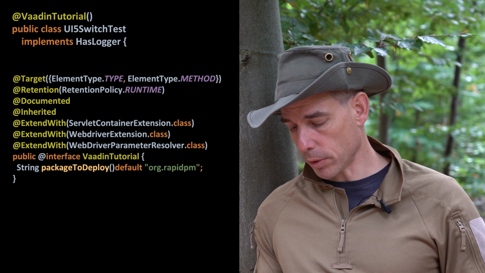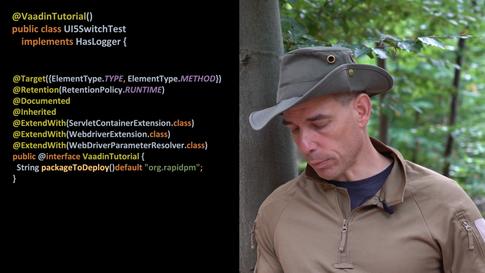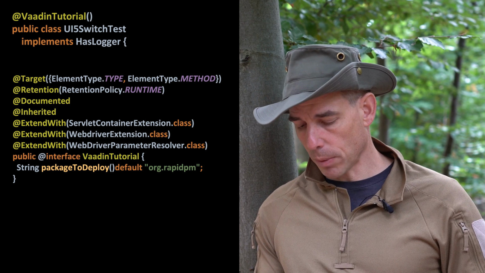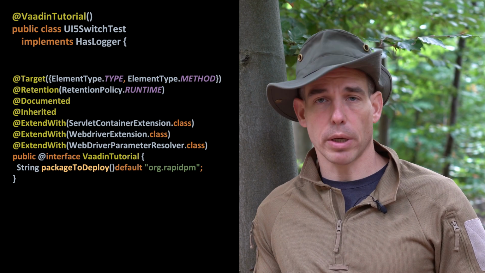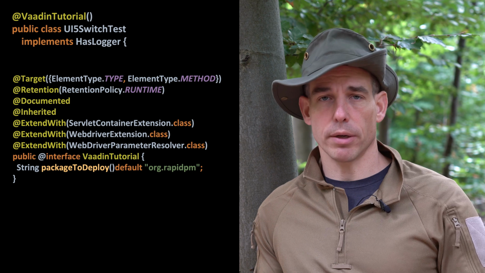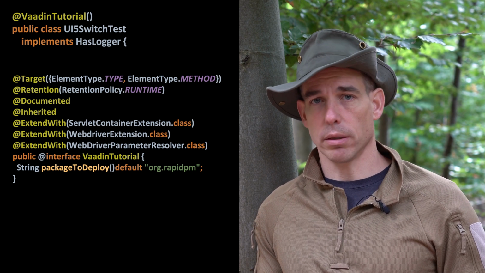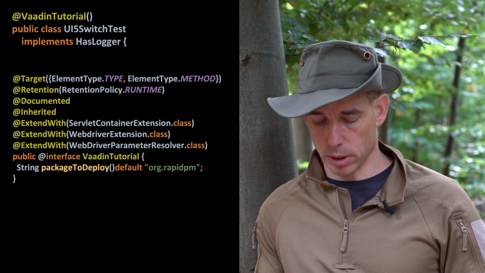Here in this example, I just have some extensions written, servlet container extension, WebDriver and WebDriver param resolver, just to have some possibilities to get the information and this WebDriver and all this stuff. And then you have just a UI5 test with the annotation @VaadinTest, Vaadin tutorial UI5 test, whatever the name of this annotation is.